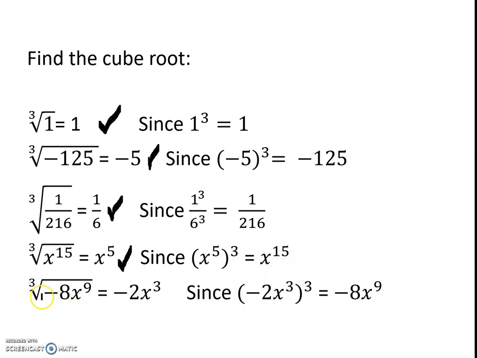One more for us is the cube root of -8 x to the 9th. Again, dividing that power by 3, we get x cubed, and the cube root of -8 is -2. Checking our work, we can do -2x cubed, and we do get back to our original question of the cube root of -8 x to the 9th.